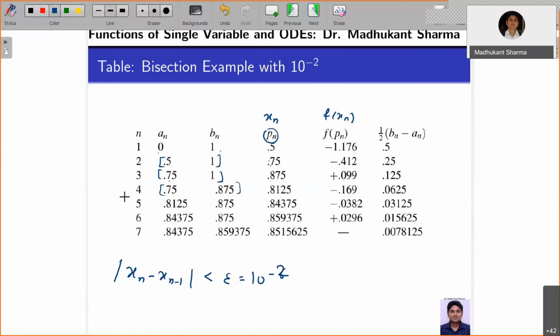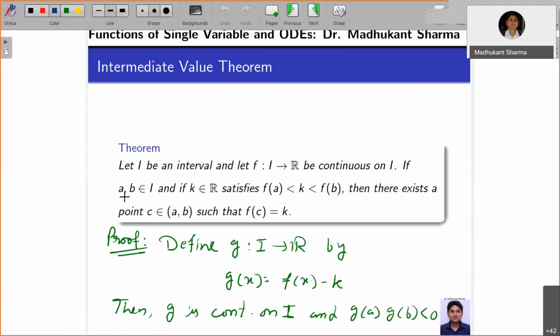Now the next very immediate result of this Bolzano's property is the intermediate value theorem. If the function f is continuous on a closed interval I, then for any value k between f(a) and f(b), you will always be able to identify a point c in the interval [a, b] such that f(c) is k.